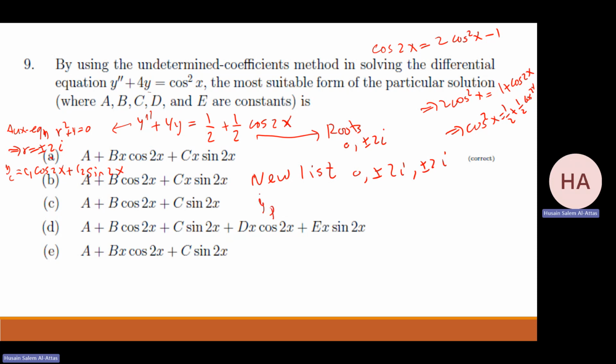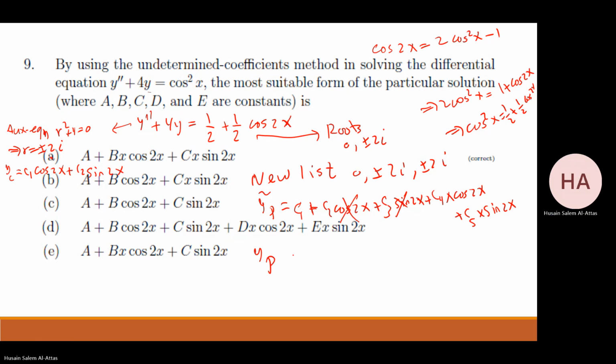So yb hat will be a plus b cosine 2x plus c sine 2x plus dx cosine 2x plus ax sine 2x. They need to cancel yc, so I cancel this and this. Usually we will try a, b, c. This is C1, C2, C3, C4. That will not make a difference, but just to be consistent. So what is my yp? A plus Bx cosine 2x plus Cx sine 2x. That will be my answer.